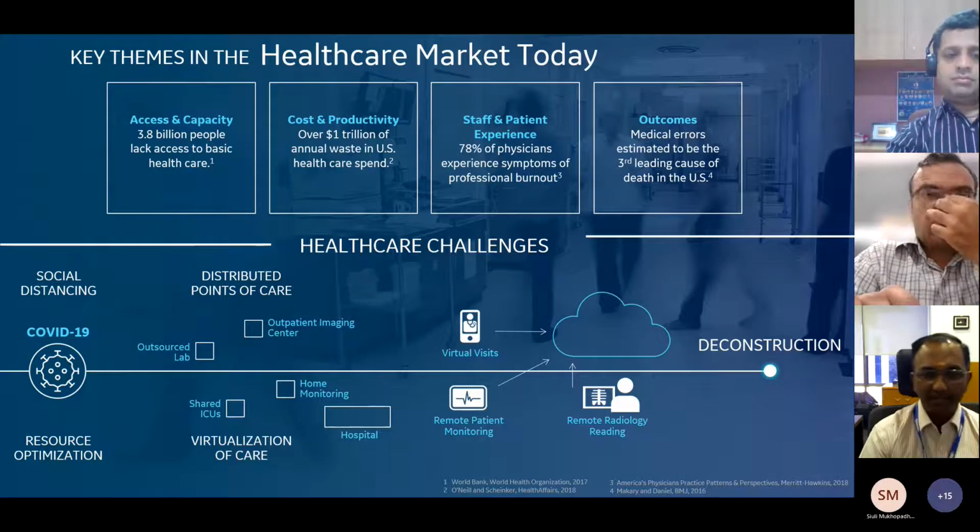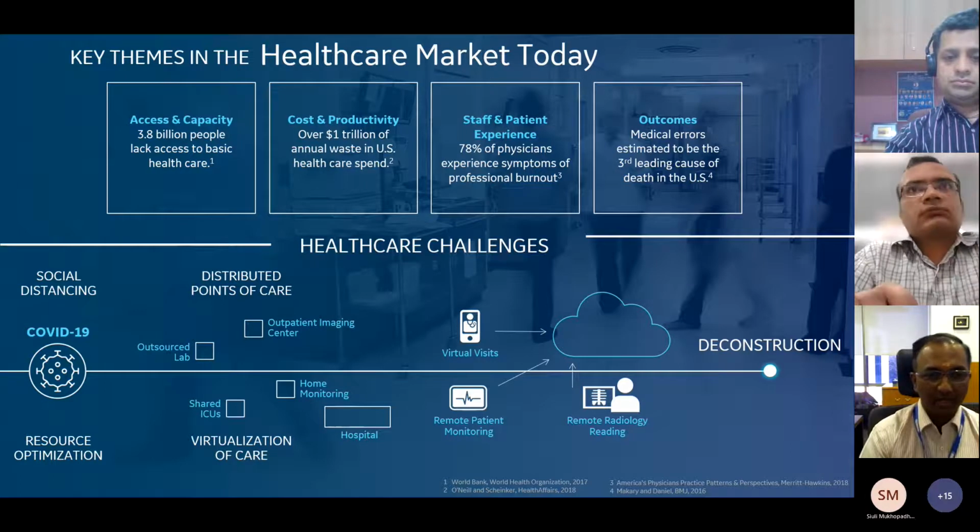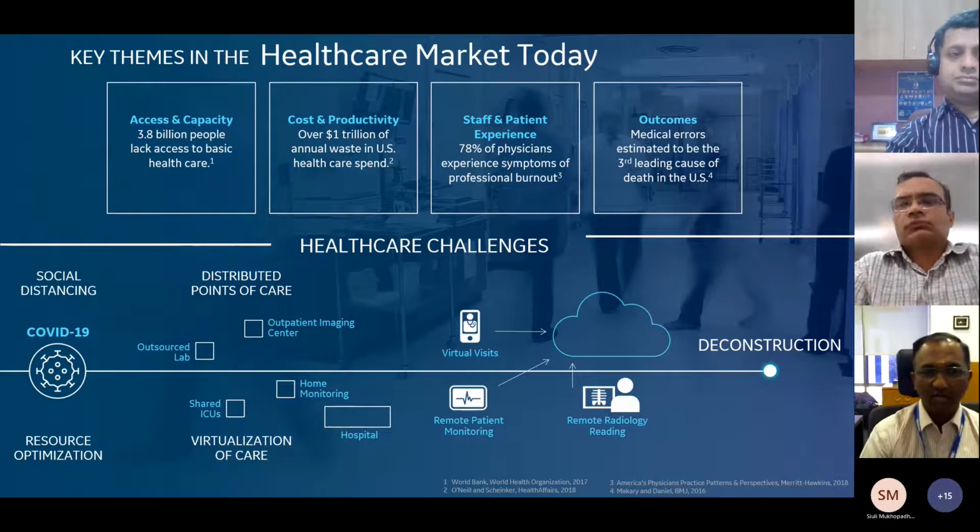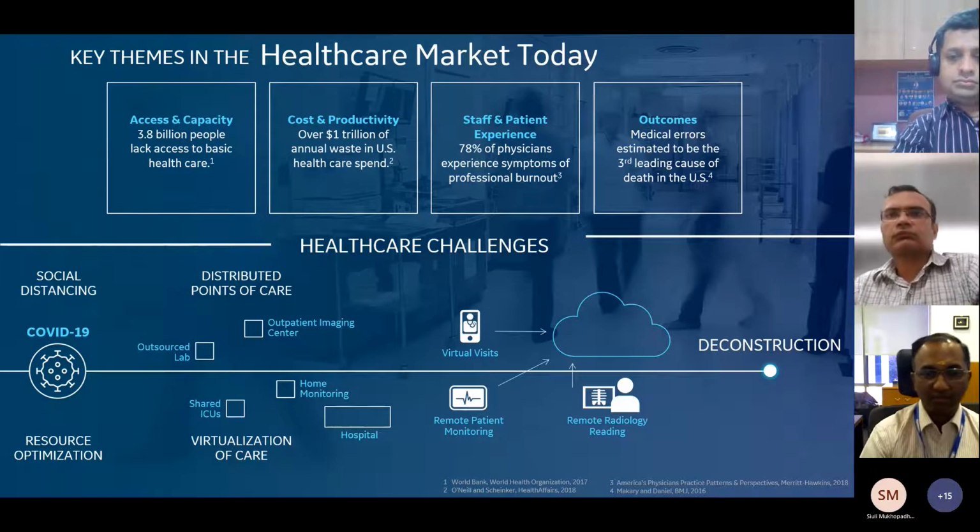So from a challenge perspective, this is the reality today, right? The healthcare delivery system has significantly transformed in the last couple of years through virtualization of care, distributed points of care, virtual visits, remote patient monitoring, etc. And that is where the whole space of digital health is going to make a significant impact.